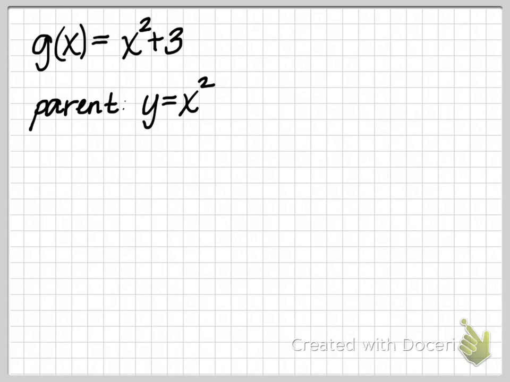Notice I don't just write x squared here. It's important that you do write y equals x squared so that you're giving me a function and not just an expression. Now this plus 3 impacts our graph. We have a transformation. In this case, it's going to be a shift. Basically, you're adding 3 to all of the y values, which means this is going to be a vertical shift up 3. So we'll begin by graphing the parent function.